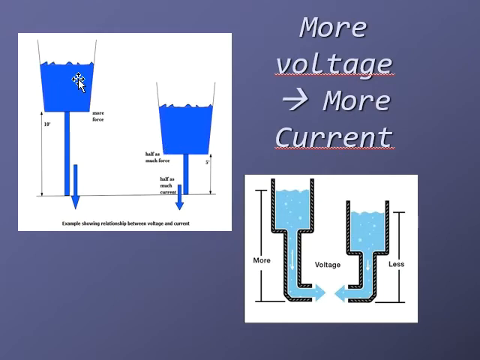You have this tank. So if this tank is higher, it's very easy to understand that here the force of the water will be higher or bigger than the force of the water if we have this tank. Here the water will go faster, there will be more water, it will be stronger than here. Here you have the same: we have a higher voltage and a lower voltage, so the current is different.